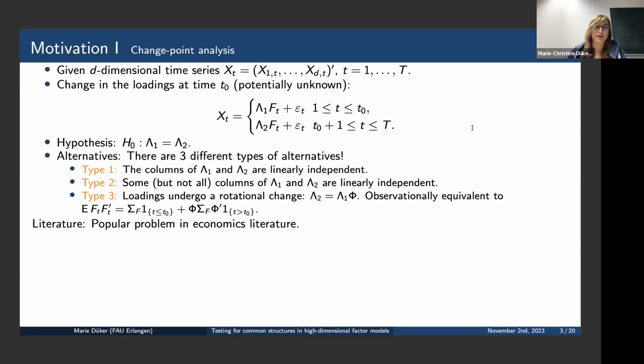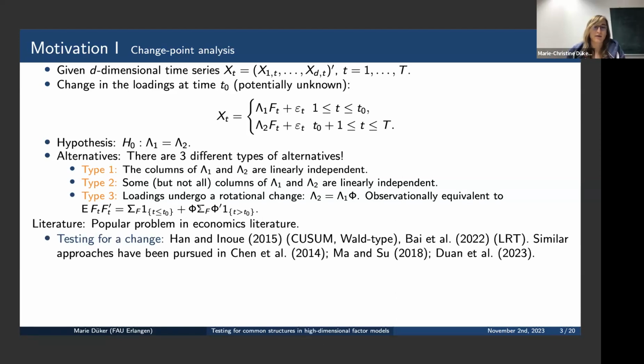So there's still a lot of similarity between the loadings because they only differ by some linear transformation given through some matrix phi. In particular, this is also observationally equivalent to a change in the volatility of the factors, which is again a lower dimensional object. So this would be an R times R matrix, and one would say pre and post break, those two covariance matrices only differ by some transformation, which is given through this matrix phi. And this matrix would then be assumed to be full rank, right?